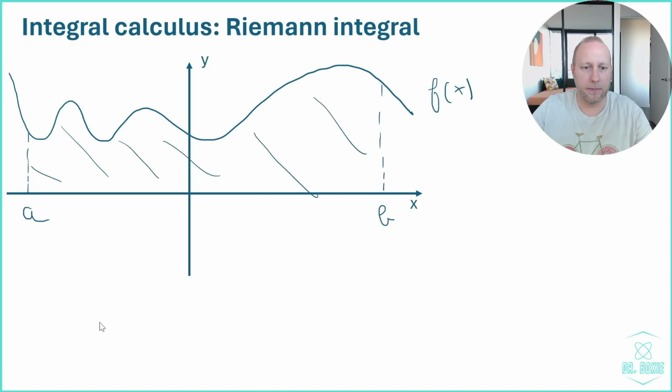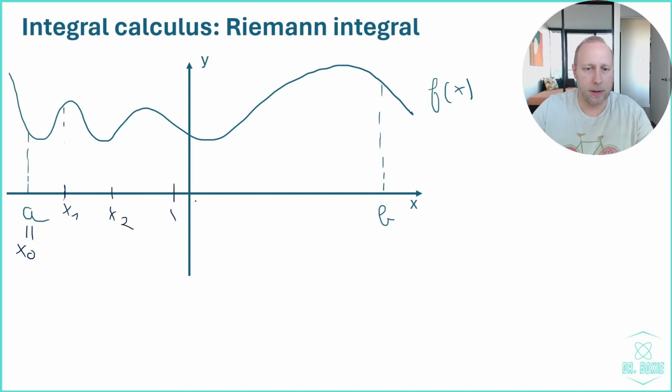So we are looking for this area here. Now, to do that, we will subdivide the interval AB into smaller intervals and approximate the area we're looking for in each of those separately. So let's call A x0, and then we choose some point, let's say here x1, x2, x3, etc. until we get to B, which is xn. So we have partitioned the interval A to B into n subintervals.